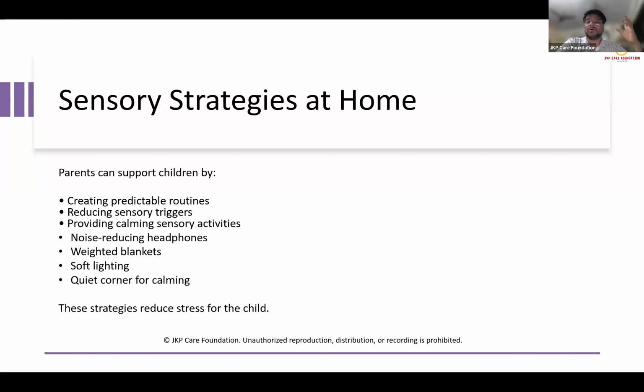For example, the child is watching TV or painting, so the child is too engrossed there and is not using much of the hearing sense. Or take the child out for some time and then use it. Likewise, you need to reduce triggers. Provide calming sensory activities. Which are those calming sensory activities?